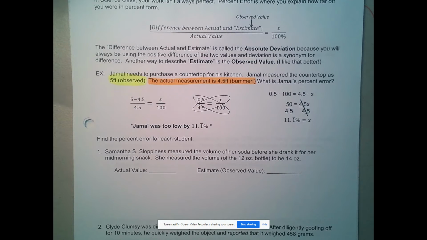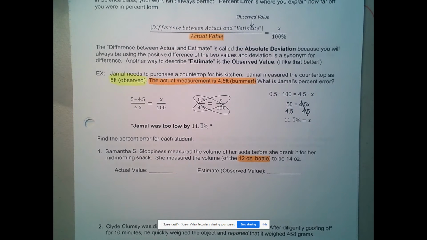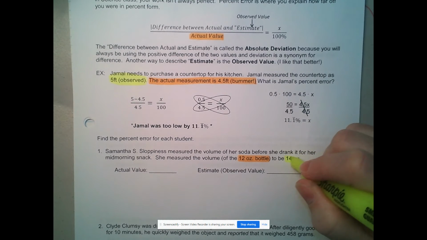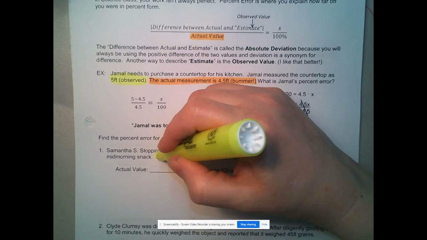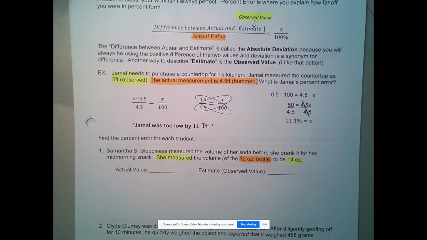All right, find the percent error for each student. Samantha S. Sloppiness measured the volume of her soda before she drank it for her mid-morning snack. She measured the volume of the 12-ounce bottle to be 14 ounces. So the actual is a 12-ounce bottle. So up here, we will put actual in orange, just so we remember. And then she measured it to be 14 ounces. So she thought, right? She observed that it was 14 ounces. So the observed value is going to be the one that we'll do in yellow.